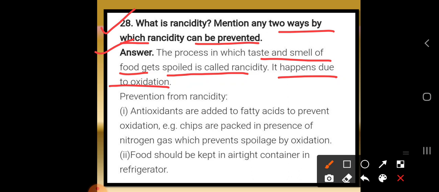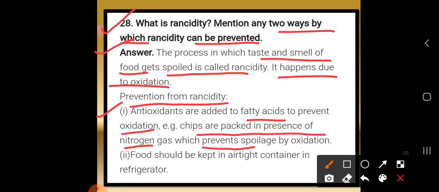Okay, so how can we prevent rancidity? Antioxidants are added to fatty foods to prevent oxidation. For example, chips are packed in the presence of nitrogen gas, which prevents spoilage by oxidation. So the food will not lose its taste and good smell. It is one example to prevent rancidity. And next, food should be kept in an airtight container in the refrigerator. If you keep food in an airtight container in the refrigerator, then also you can prevent rancidity. So these are some of the questions we have discussed today.